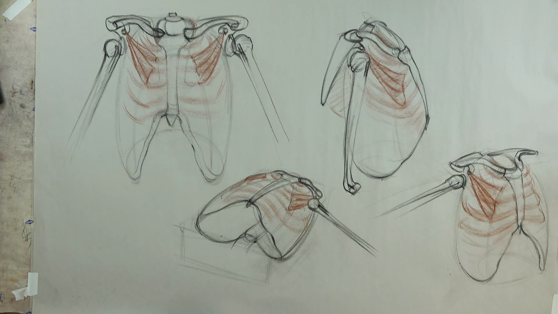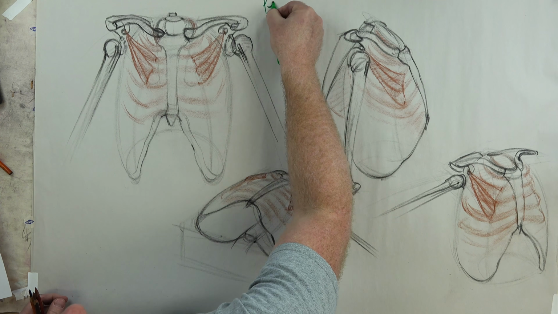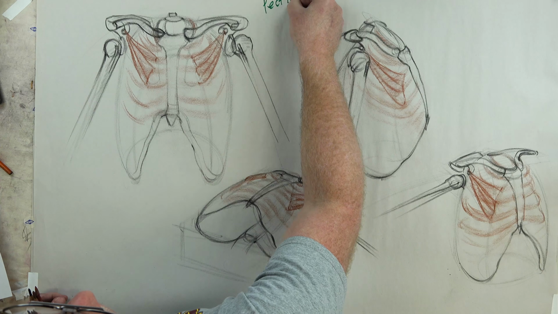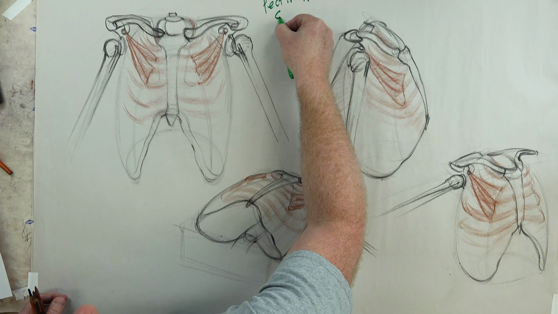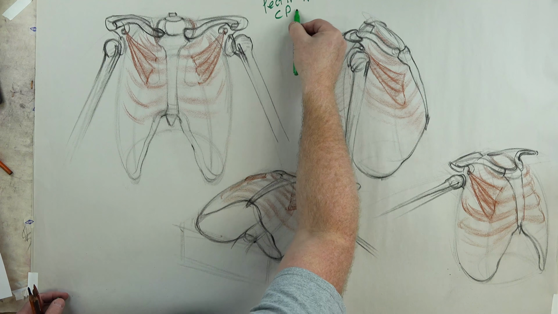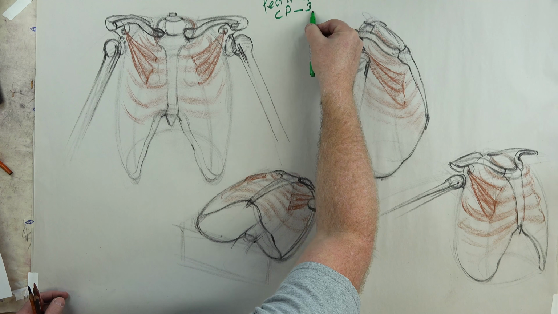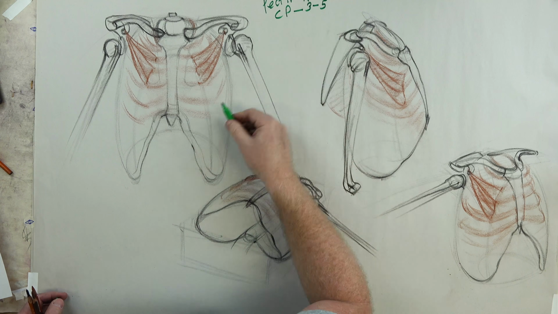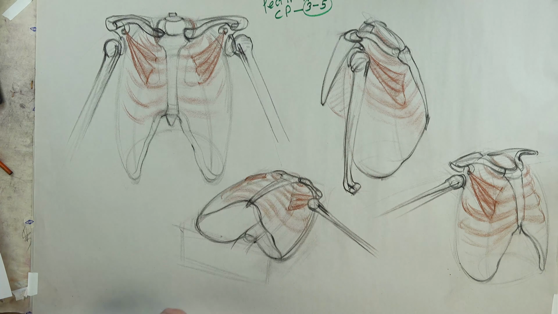So if we think of that, here's what I want. Let's get the green pen here. So the pec minor here is attached to the coracoid process, and then also 3 to 5 on the ribs, 3 to 5. That's going to be important. Okay. All right. So let's go down to the pectoralis major.